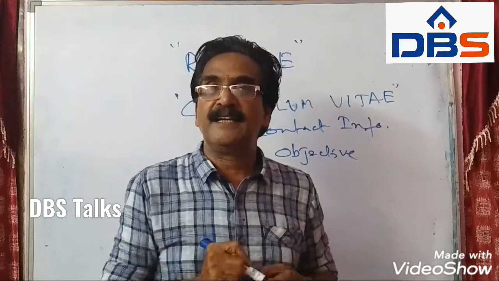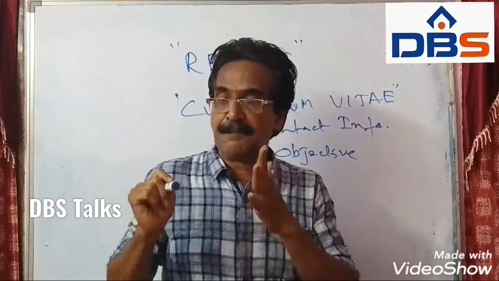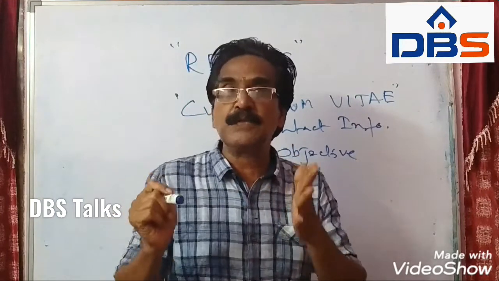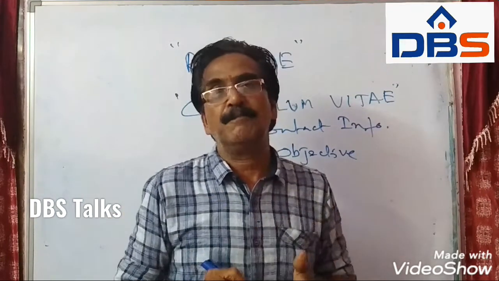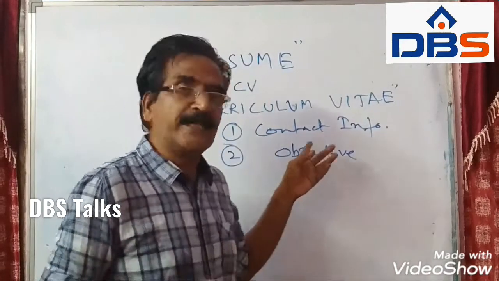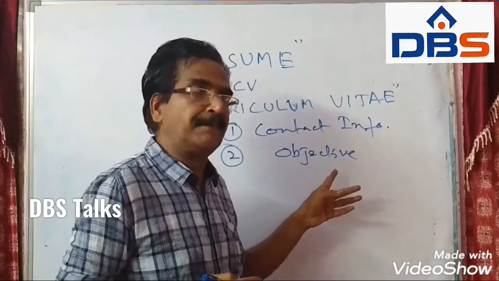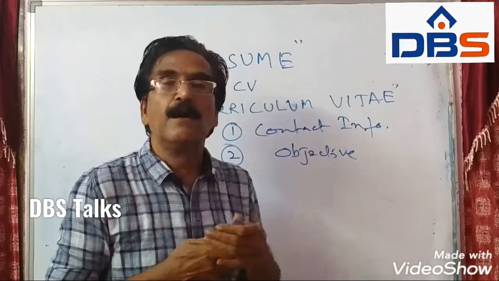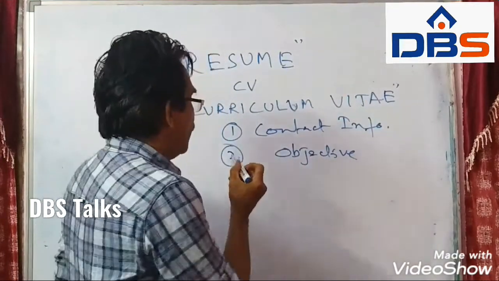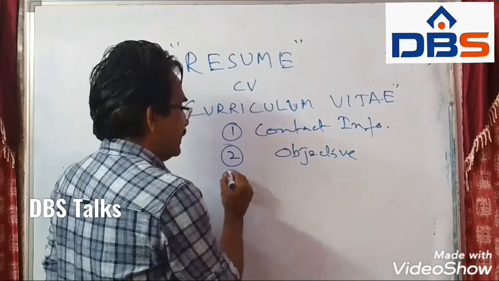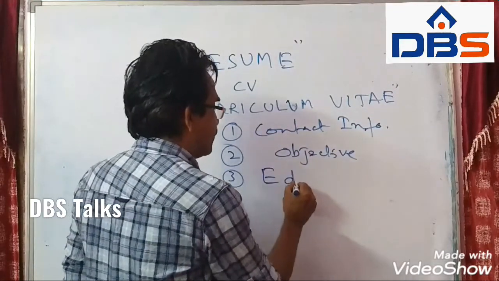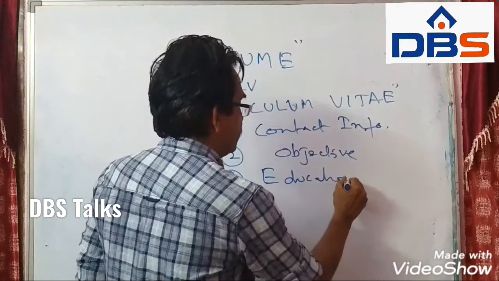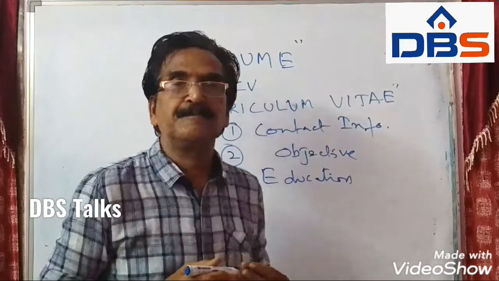On the employer. Acha, this applicant is a suitable person for our job. That impression you can create by giving your skills and ambitions in the objective column. And the third thing, educational qualifications. Education, particulars about your education.